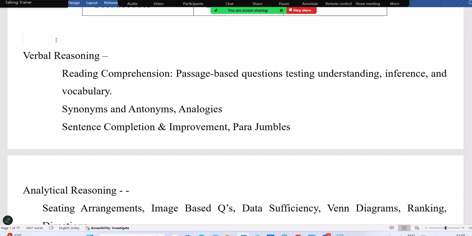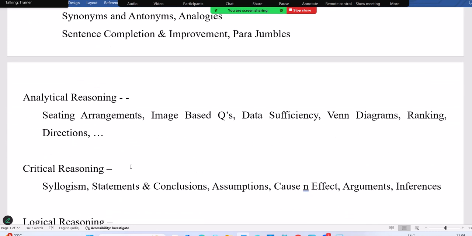As I mentioned just now, related to English topics we are expecting reading comprehension, vocabulary, synonyms, antonyms, analysis, parajumble, sentence completion, all those topics. Whereas analytical listening in general will consider seating arrangements, and direction seating arrangements are internally linked. Analytical listening also covers data sufficiency, Venn diagram, and ranking concepts, which are also related to arrangement. So we can expect analytical reasoning and ranking related stuff.